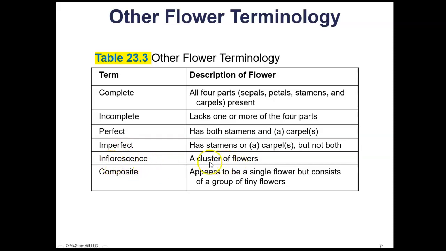Inflorescence means that you see it as a cluster of flowers, and composite means it appears to be a single flower but consists of a group of tiny flowers. So just different flower terminology, and that is it.